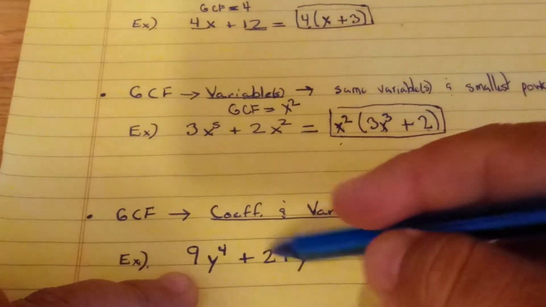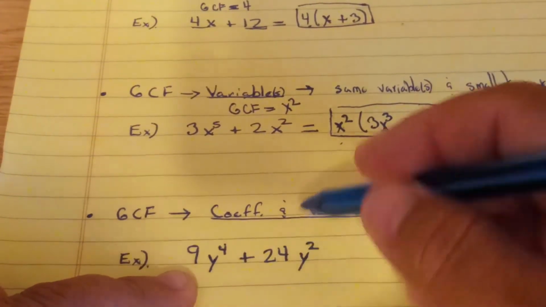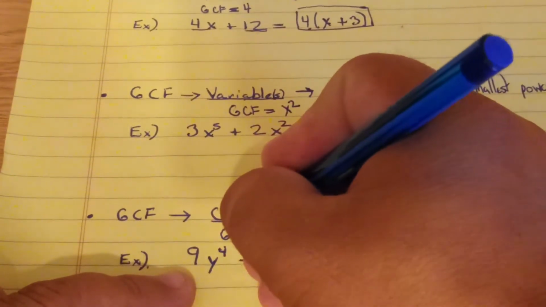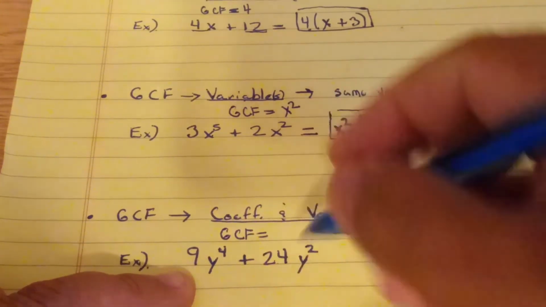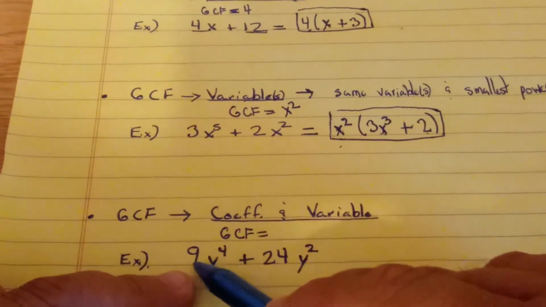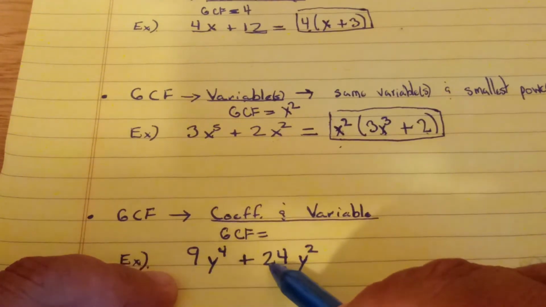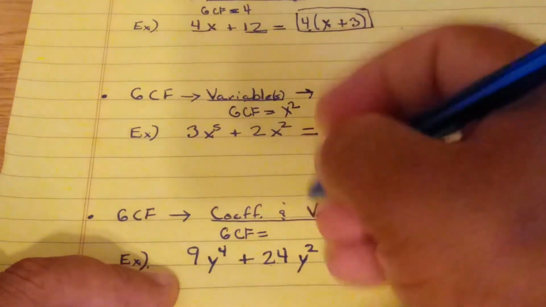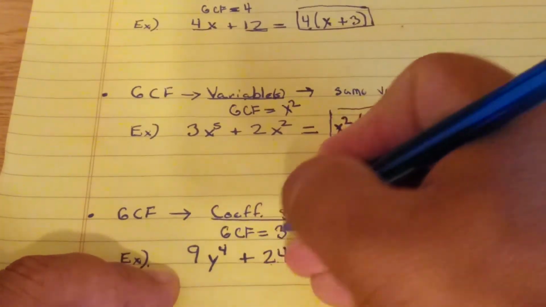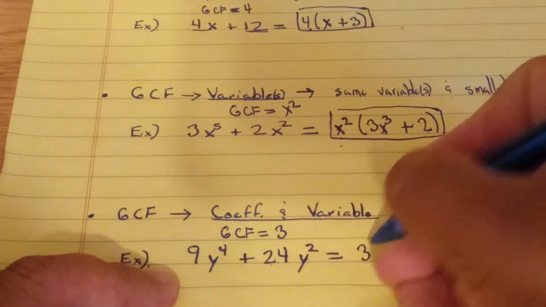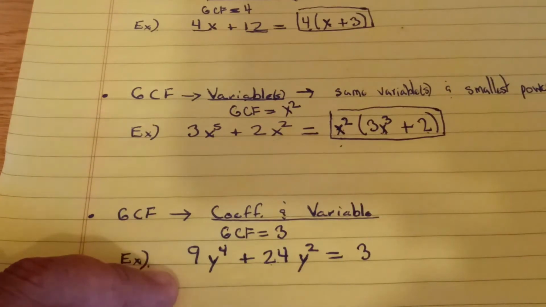In this case, the 9 and the 24. So let's jot down this thing. The GCF for the numbers, or the coefficients here, 9 and 24, the largest number that is divisible into them is the number 3. So for sure we're going to factor out a 3 from those two terms.